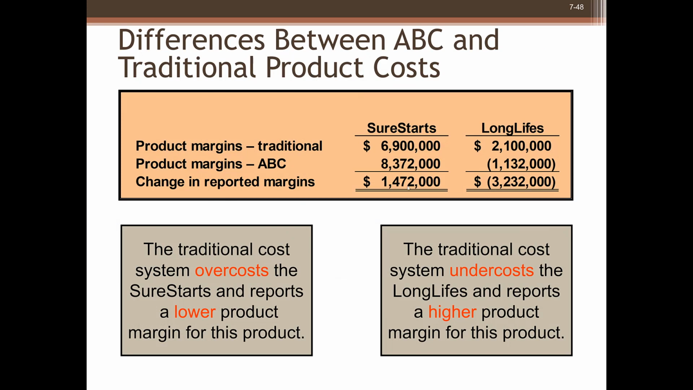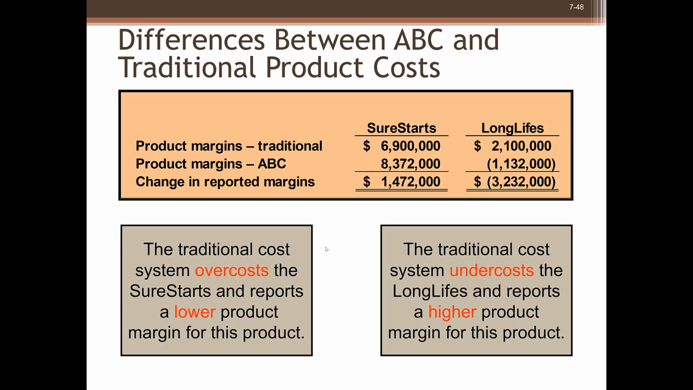However, if we take a look at the margins, they are different between ABC and the traditional costing system. For product margins under the traditional system, Short Starts 6.9 million, Long Life 2.1 million, both positive numbers. But under the ABC system, the product margin for Short Start is positive, 8,372,000, but for Long Life, it is negative, 1,132,000. And you can see the difference here.